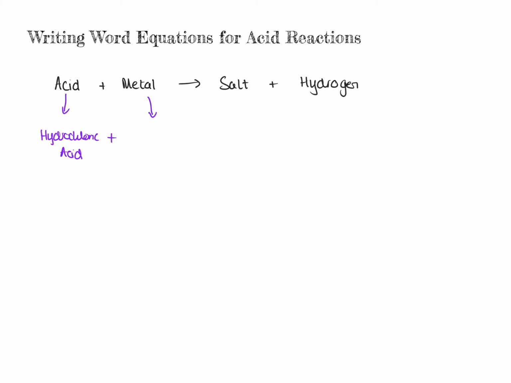Plus metal, which is zinc, makes salt, which we need to be able to name, plus hydrogen. Okay, so the only thing we need to do is figure out what the name of the salt would be based on these two reactants. So I'm going to shift to my next slide and talk about how we name salts, and then we can come back and apply that to this reaction here.